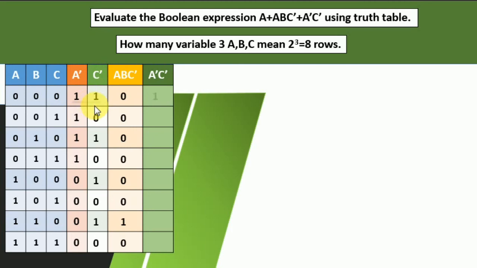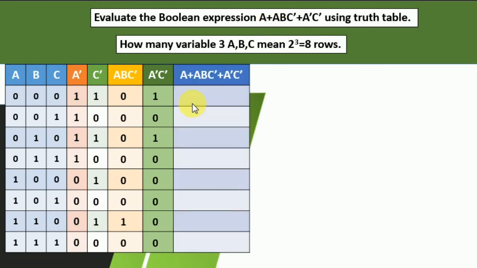1 1 1 1 0 0 1 1 1 1 0 0 0 1 0 0 0 0 0 1 0 and 0 0 0. There is 1 here and 1 here. Why? Because 1 1 1 1 means true and true is true. Now what is the next? Now we solve this one, and now we need an OR. So this is the line A plus A B C complement plus A complement C complement.